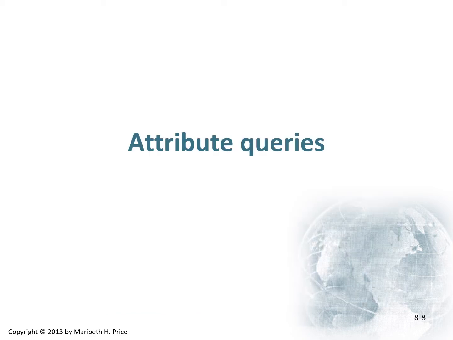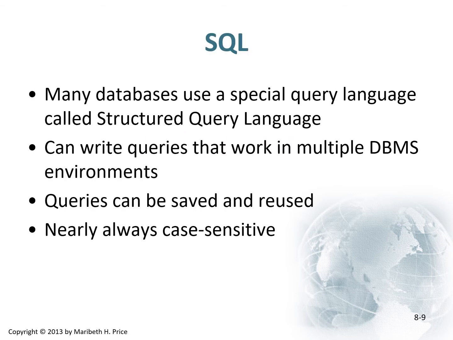Let's look in more detail at attribute queries. Attribute queries use a special query language called structured query language, SQL. It can write queries that work in multiple database management system environments. You can save them and reuse them. The thing about these is they're almost always case sensitive and definitely spelling sensitive. And so you have to know exactly what things are labeled, how they're labeled, and punctuated in order for these queries to work properly.